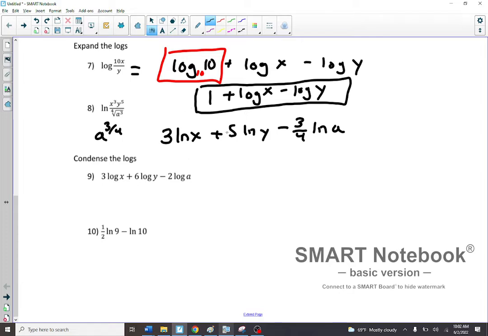So the reverse of expanding is condensing it. So we're just going to put them together. Again, anything in front becomes an exponent. So log x to the 3rd, y to the 6th, divided by a to the 2nd.